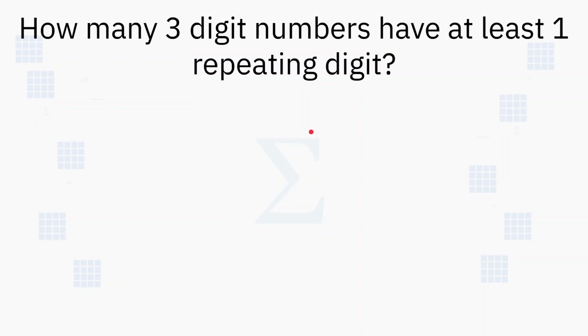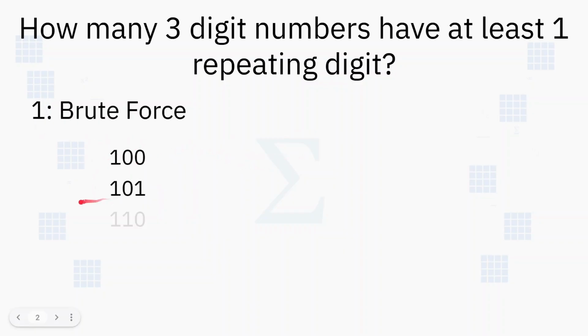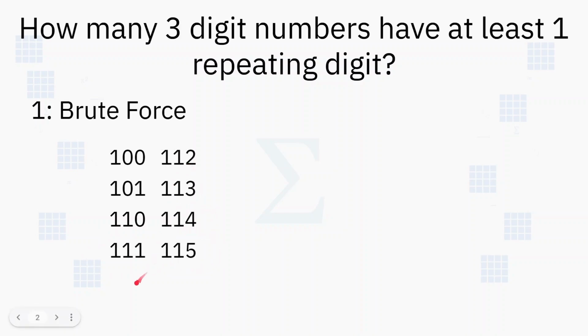Let's begin with the most obvious method, brute forcing. Let's write every combination down: 100, 101, 110, 111, 112, 113, 114, 115, and so on. So yeah, this is clearly taking way too long. At this rate, the competition would be over before we even finish half this problem.